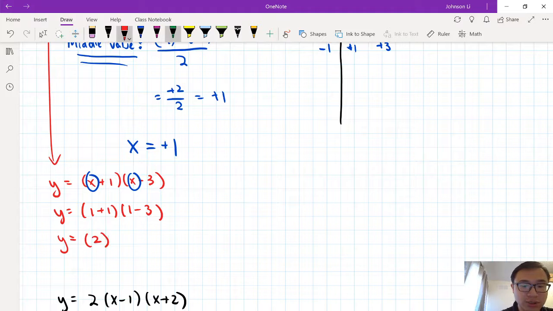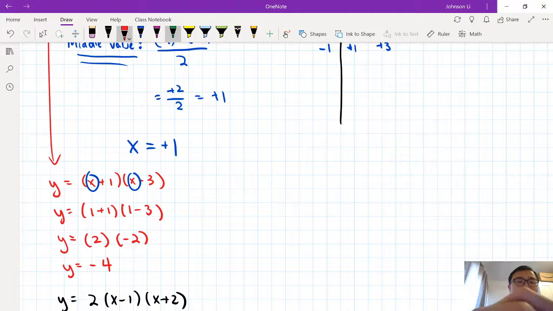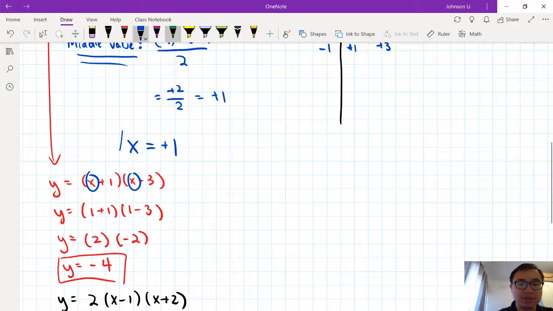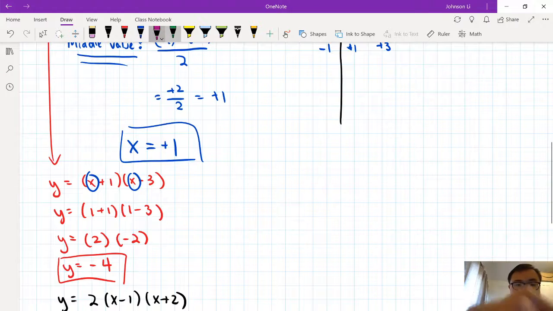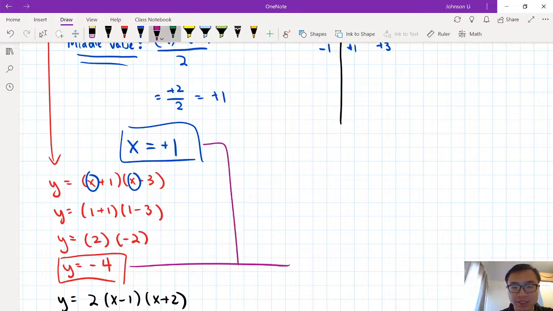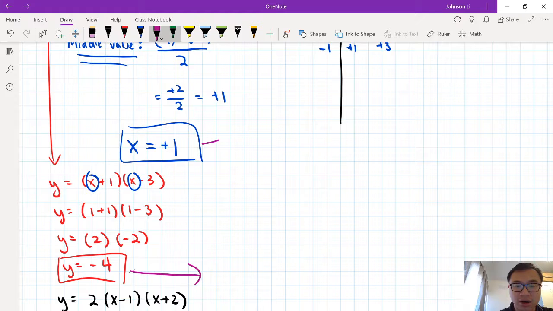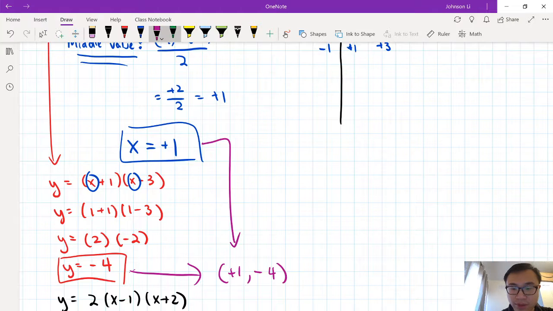Once we have that established, we can figure things out. 1 plus 1 is 2. 1 minus 3 is negative 2. And multiplying the two together, we get negative 4. 2 times negative 2 is negative 4. So now that we have these two things, we combine them to figure out what the vertex is. These two, combined, give us the vertex of our parabola. Our x value is positive 1, our y value is negative 4.